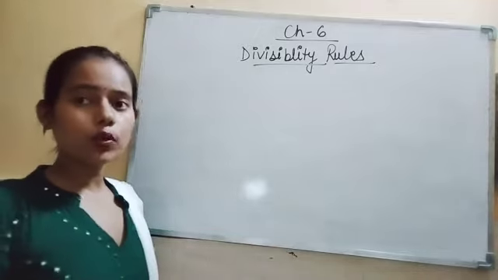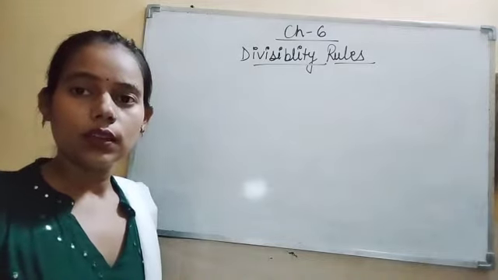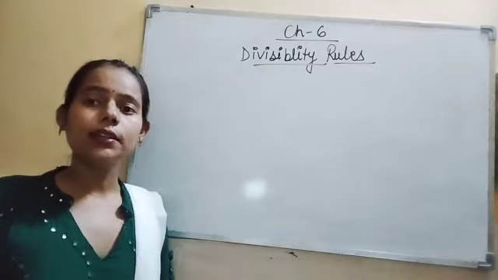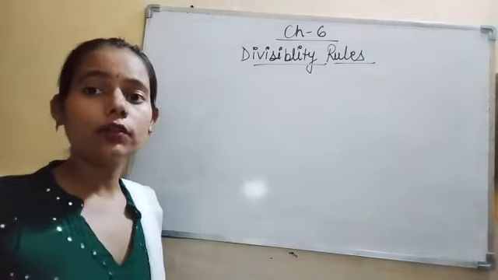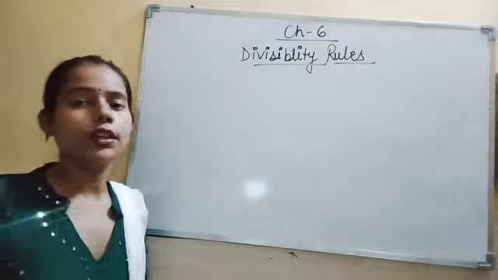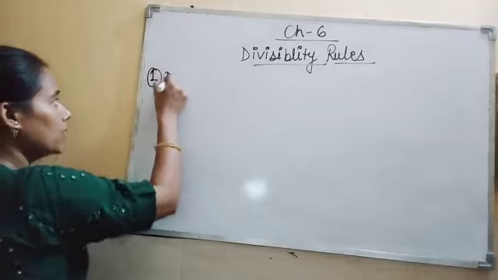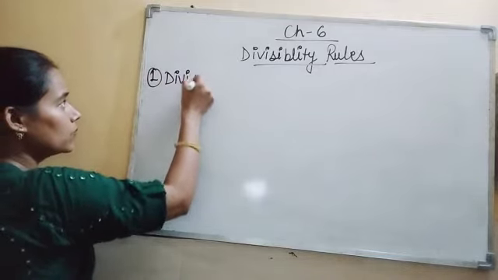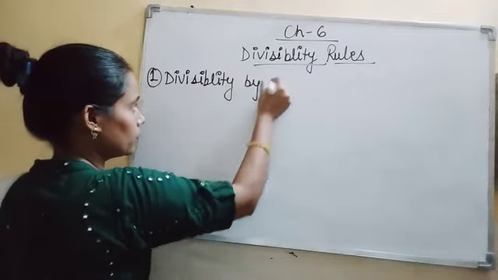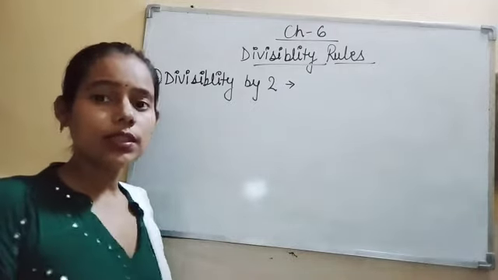So class, our first rule is given to you, the divisibility by 2. So how can we find out, without dividing, whether this number is divisible by 2 or not? It is told to you in this divisibility rule. So class, our first rule is divisibility by 2. For finding the divisibility by 2 without dividing, there is a simple rule.